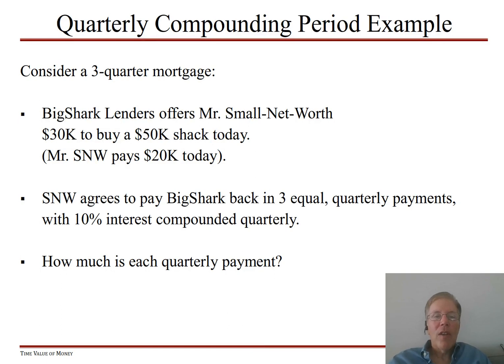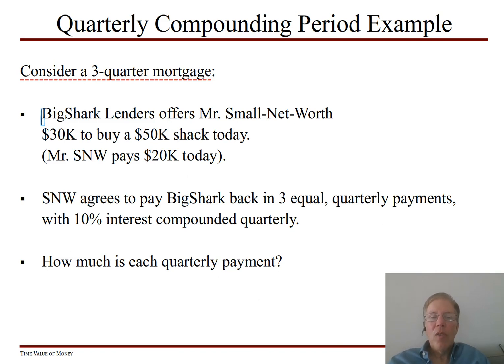Let's consider, instead of a 3-year mortgage, a 3-quarter mortgage that could work like this. Let's say Mr. Big Shark Lenders offers Mr. Small Net Worth $30,000 to help him buy a $50,000 shack today. So Mr. Small Net Worth is going to buy this shack, put in $20,000 of his own money. If he goes through with this deal, he borrows $30,000 from Big Shark Lenders, adds that to his own money to get a total of $50,000, and gives the seller the $50,000.